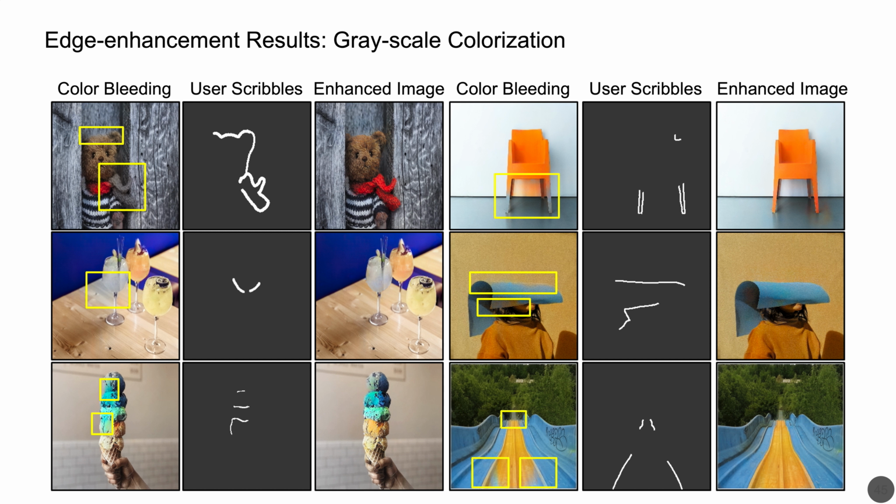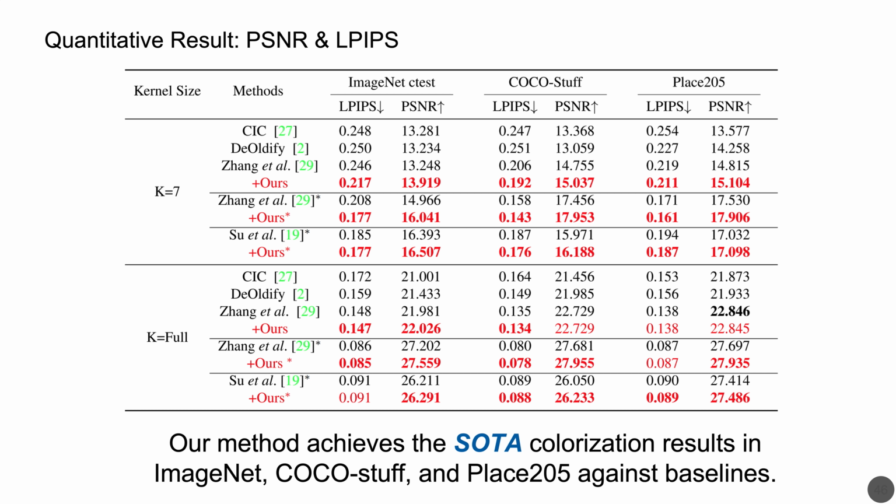The qualitative results demonstrate that colorized images with artifacts shown in each yellow box are successfully improved by our method via user-given scribbles along the color bleeding edges. This table is a quantitative result of our method with PSNR and LPIPS. As shown in the table, our method effectively advances the colorization performance of two baselines, outperforming the existing methods.